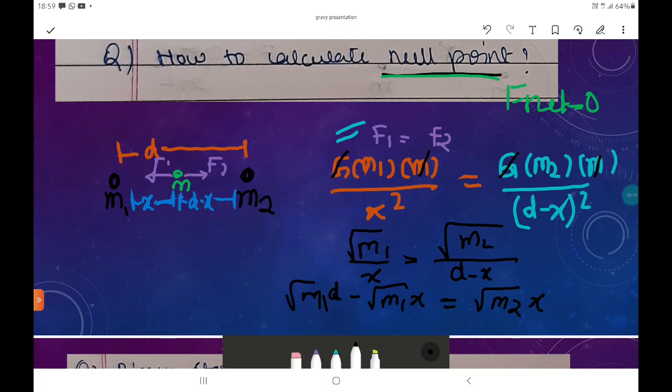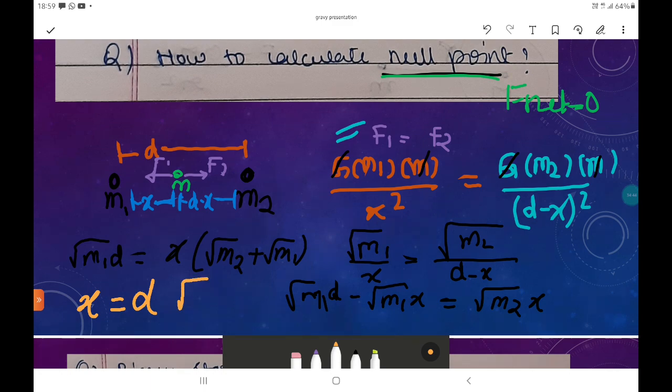Okay, so if I take this to that side, you will get under root m1 d is equal to x common under root m2 plus under root m1. So what will be the formula coming? x is equal to d into under root m1 upon under root m1 plus under root m2.